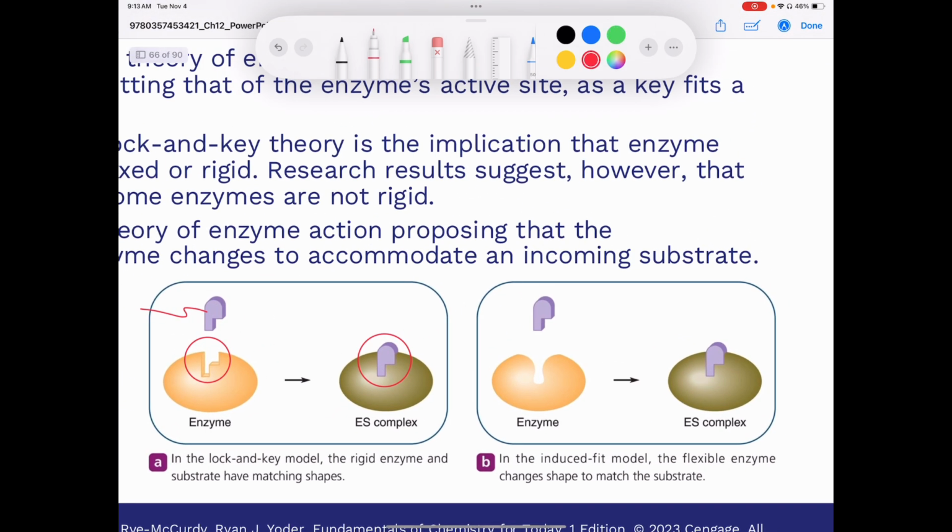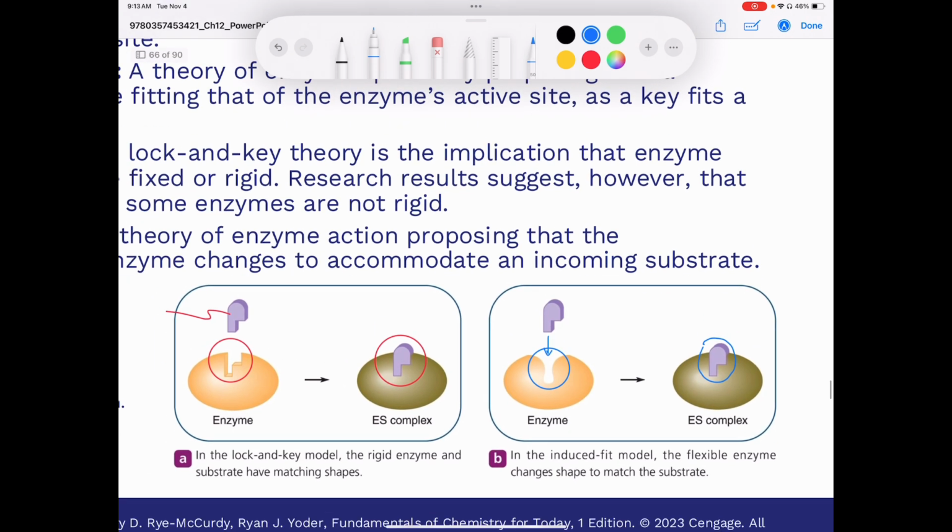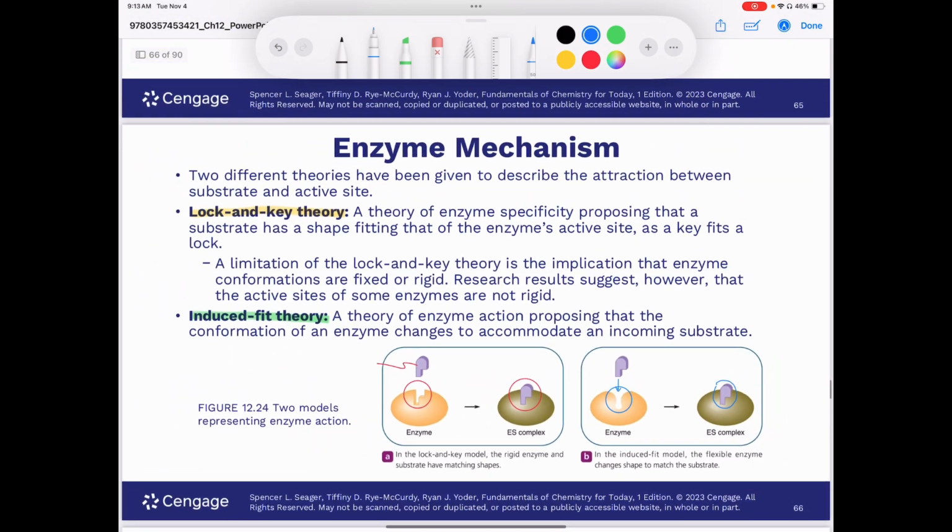You can see that the active site here that's opened up, the shape isn't exactly the same as that of the substrate, but when the substrate goes into the active site, then you see it adopts the shape. So you see how the shape of the active site changed over time. And so that's what we call the induced fit theory, which is, I believe, more widely accepted now. It's a more modern theory.